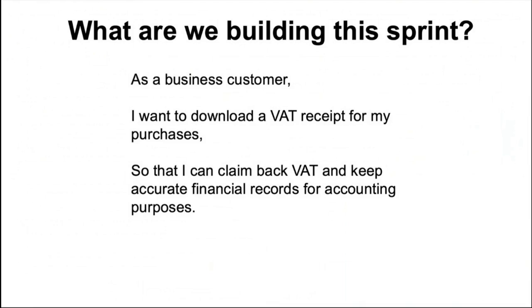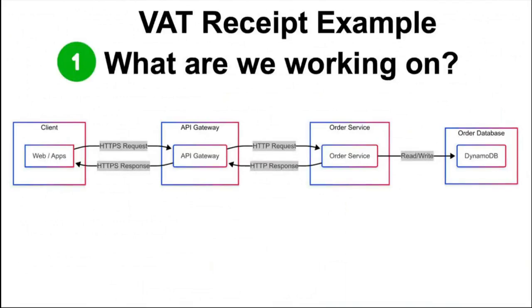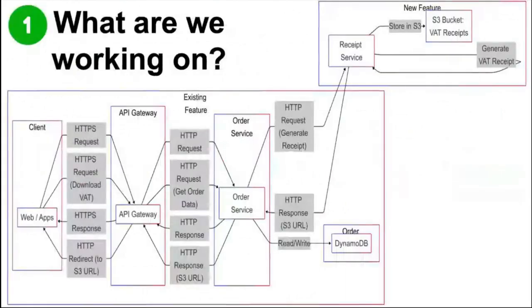So going back to our user story around being able to download a VAT receipt, let's look at how we could threat model this. So what are we working on? So this is where we are going to highlight all the different threats. So here is our example of our existing architecture. So we've got the clients here, API gateway, order service, and then we've got our DynamoDB NoSQL database here. So pretty standard architecture.